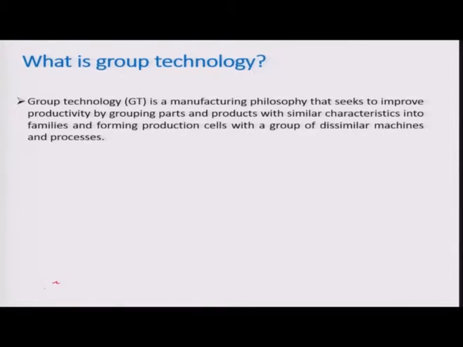Group technology is a manufacturing philosophy that seeks to improve productivity. The motto of group technology is to improve productivity by grouping parts and products with similar characteristics into families, and forming production cells with a group of dissimilar machines and processes. It means a grouping of products and machines so that your productivity can be improved.